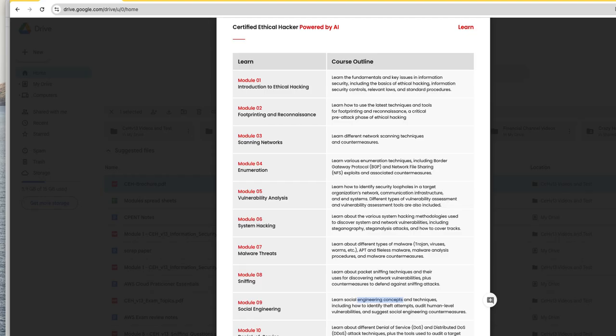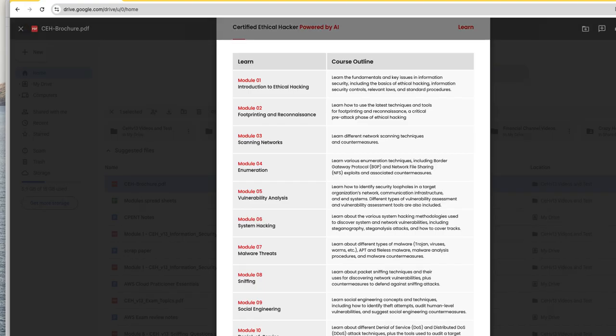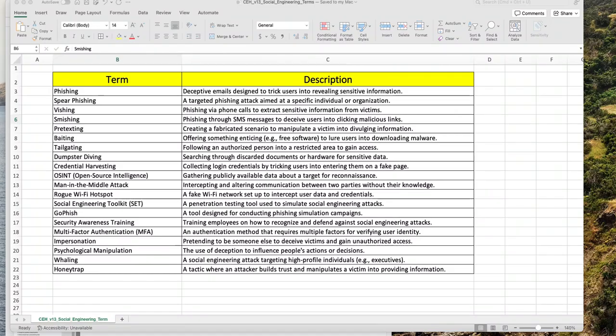It's one of those things that you need to memorize if you don't know them. And I'm not a fan of memorizing things, but this is one of those things that you need to memorize to pass the test. Once you pass the test, all those concepts and terms, you can Google them, and you can continue your way. So, including how to identify theft attempts, audit human level vulnerabilities, and suggest social engineering countermeasures. So, that is what they expect you to know for that.